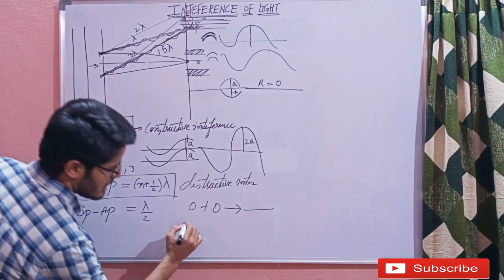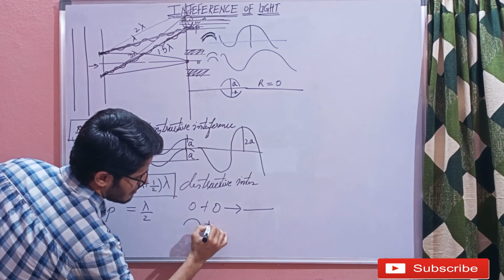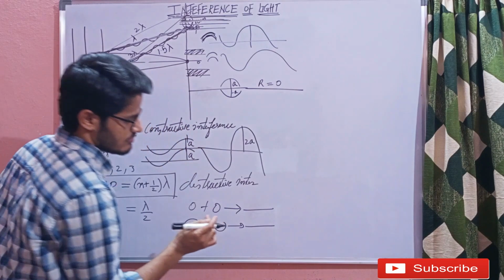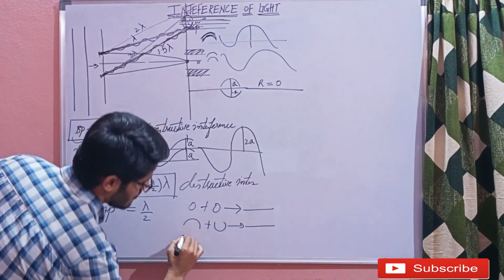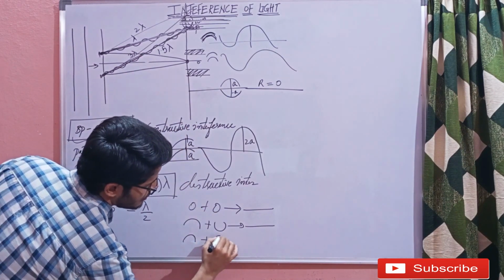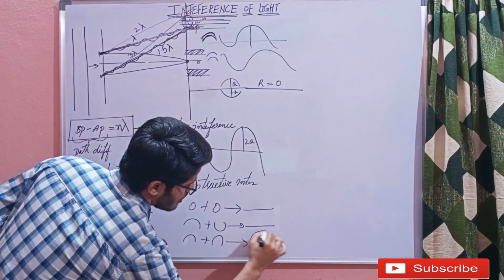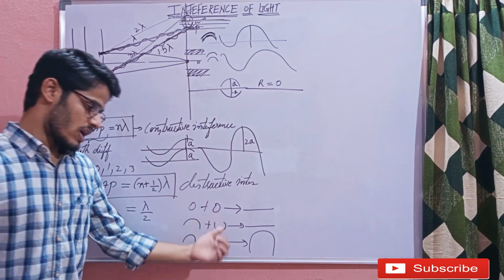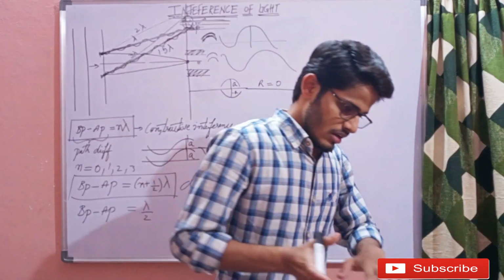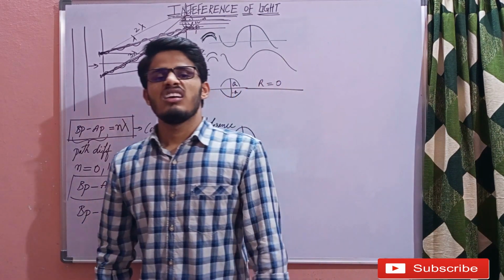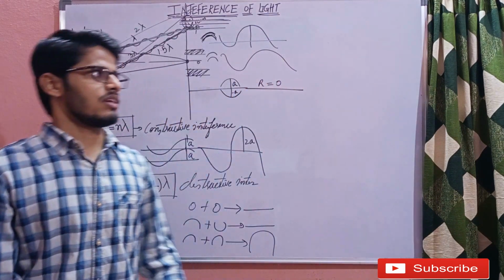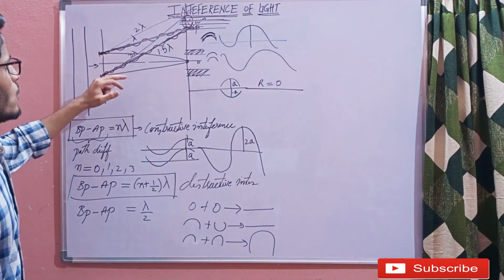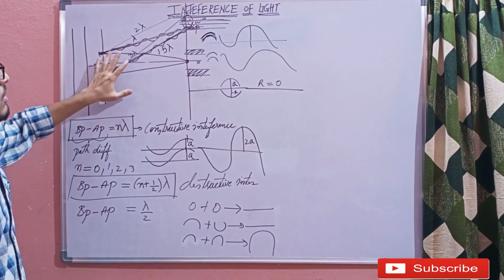But if you take the top of the wave and the bottom of the wave, that will give you a zero amplitude. If you take the top of the wave and again the top of the wave, it will give you a big top. So that's why we are denying the particle nature of light.